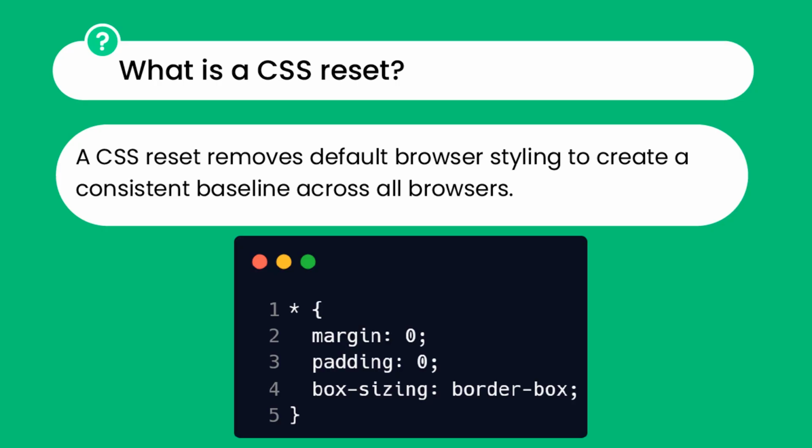What is CSS reset? A CSS reset is like hitting the reset button on browser styles. Different browsers have their own default styles for elements like headings, buttons, and lists, which can break your layout. A reset removes this inconsistency so you can build a design from a clean slate.